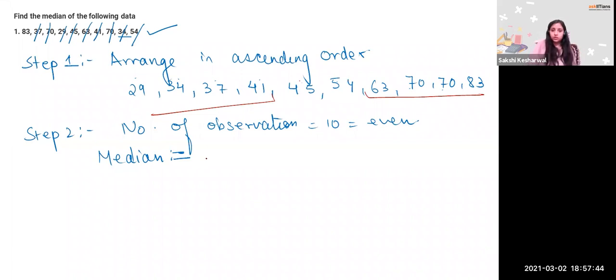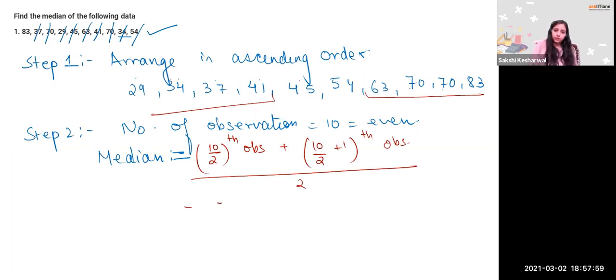Otherwise, what's the observation? It will be the 10 by 2th observation plus the 10 by 2th plus 1, that's the 5th and the 6th observation, right? You can just say it like this also: the 5th observation plus the 6th observation, divided by 2. So your 5th observation is how much, beta?